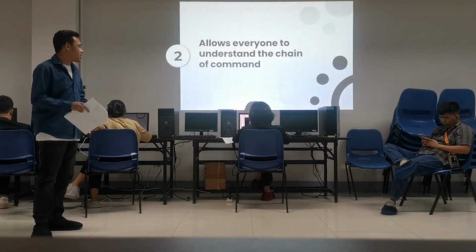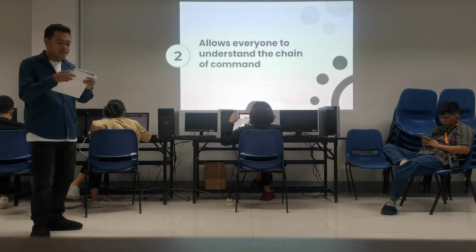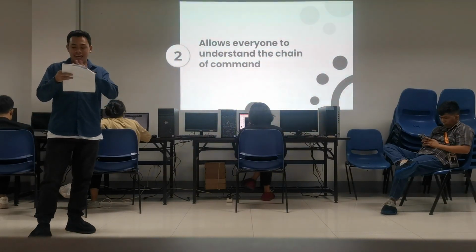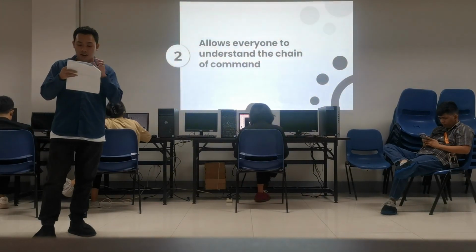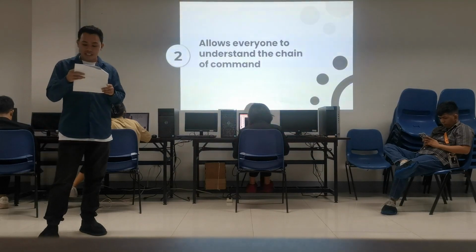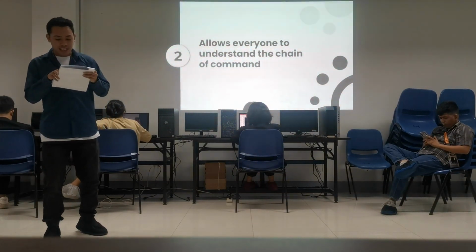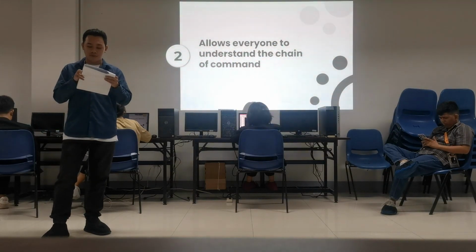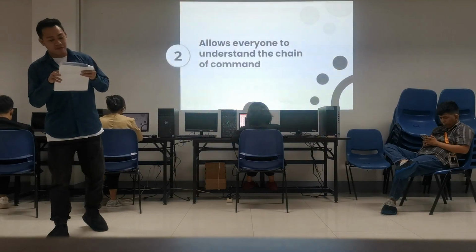Number 2. Allows everyone to understand the chain of command. In organizations, large and small, there needs to be a sense of predictable order and cooperation. This is achieved when everyone understands the hierarchy of authority. Without it, employees may be less inclined to take direction, leverage relationships, and seek other types of favors.